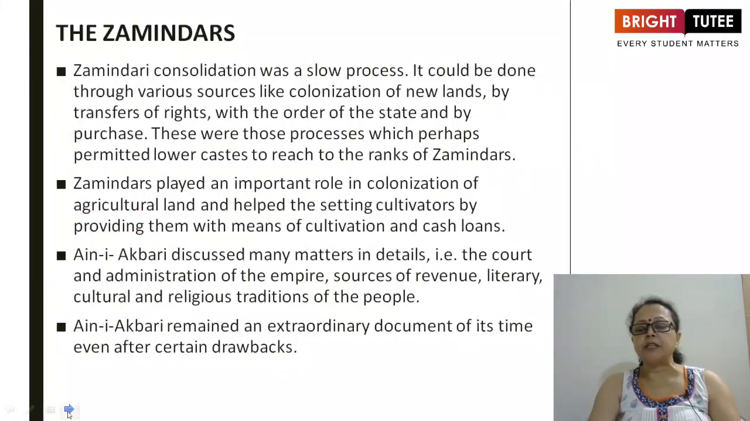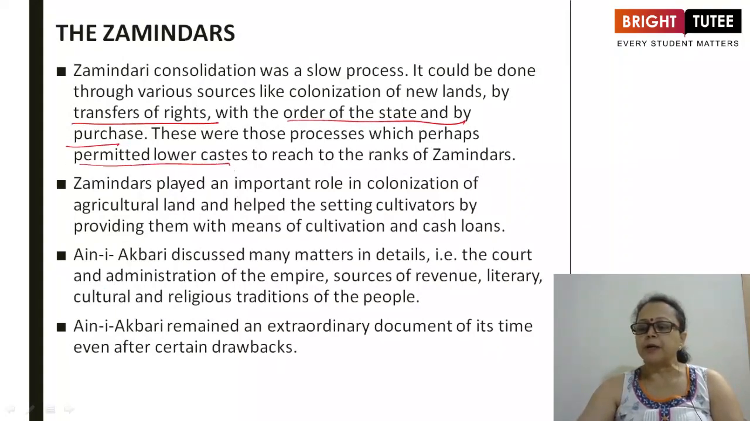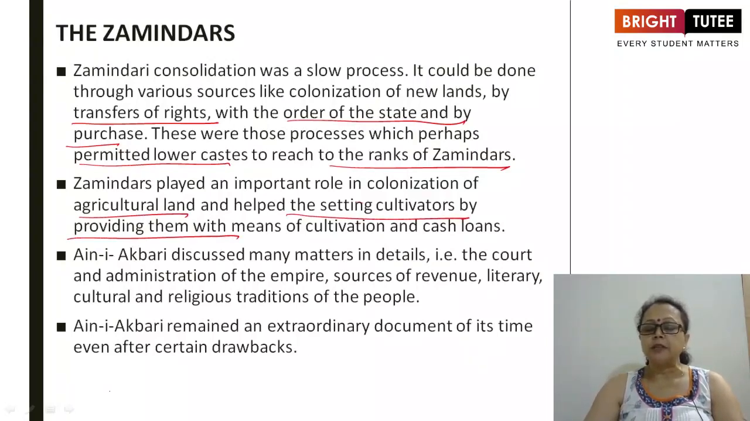Zamindari consolidation was a very slow process. It was done through various sources like colonization of new lands, transfers of rights by order of the state, and purchase. These were the processes which perhaps permitted lower castes to reach the ranks of zamindars. Zamindars played an important role in the colonization of agricultural land. They helped settling cultivators by providing them with means of cultivation and cash loans. All these facilities were provided by the zamindars.